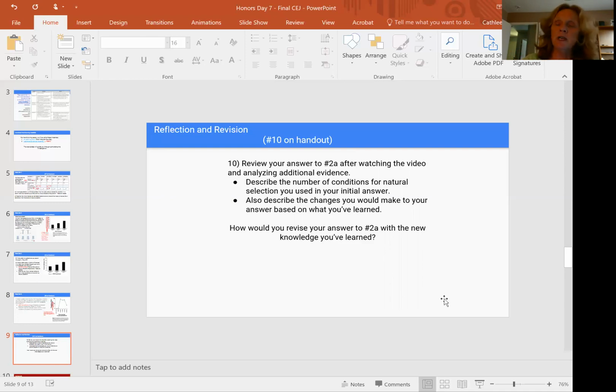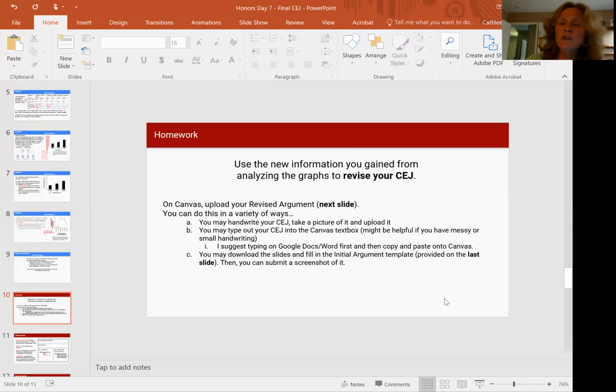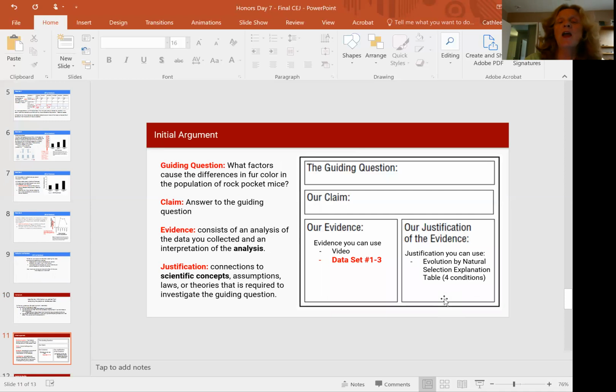But keep in mind that justification is the scientific concepts. Which ones play a role? So you're going to use this new information, revise your CEJ, and then upload it for me to grade, okay? Before you do that, take a look at the guiding question: What factors cause the differences in the fur color in the population of rock pocket mice? Answer that guiding question. So what is your actual answer?